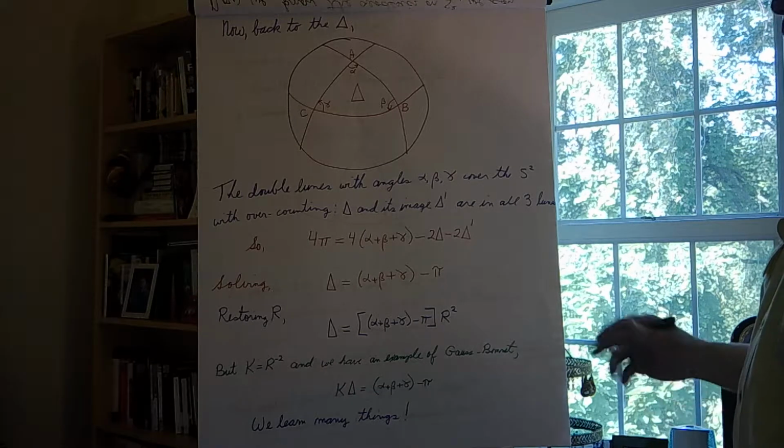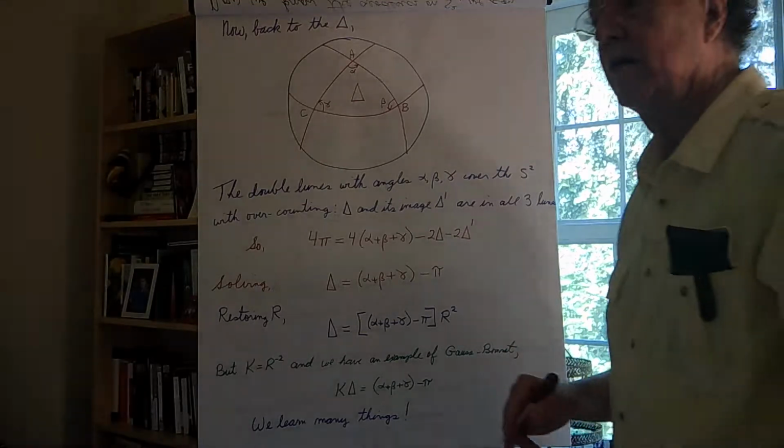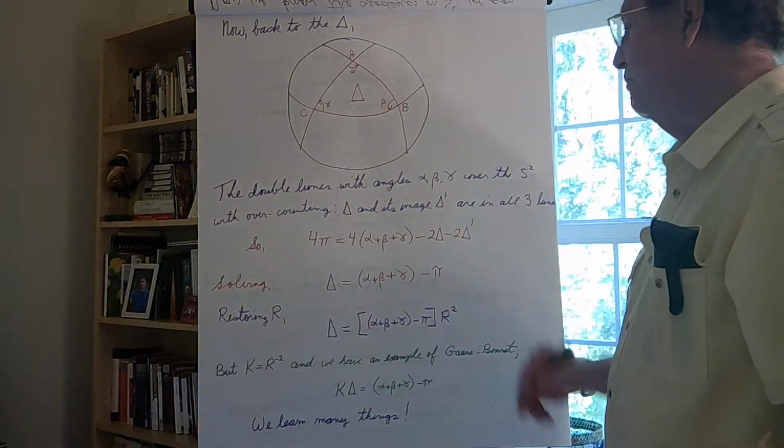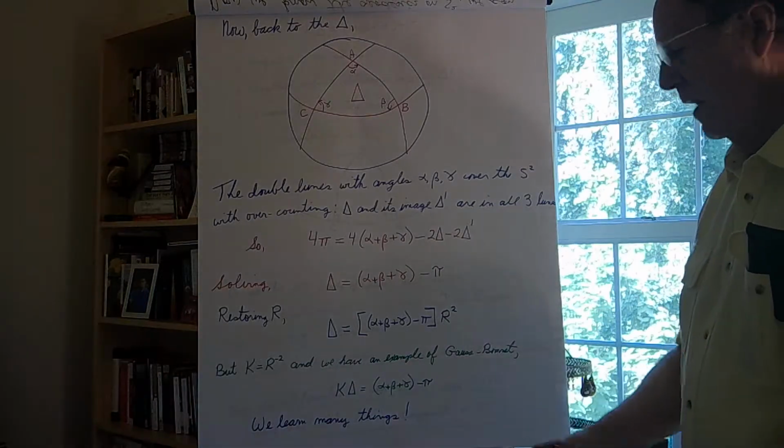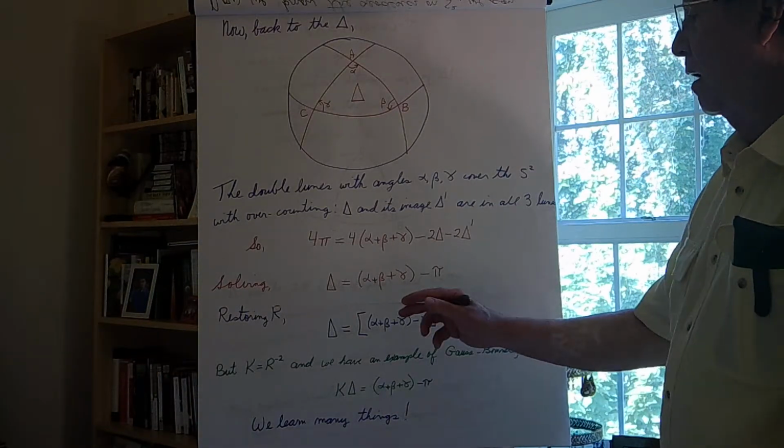Okay. Now I've done this problem for a sphere of unit radius, and I can just restore the general radius, r, just by dimensional analysis.